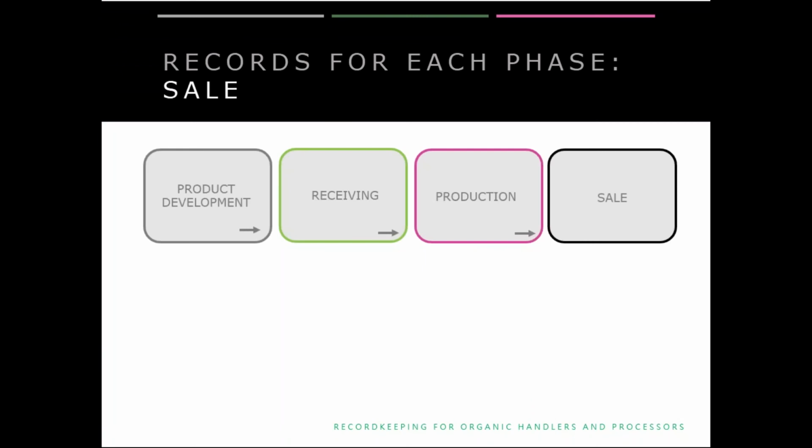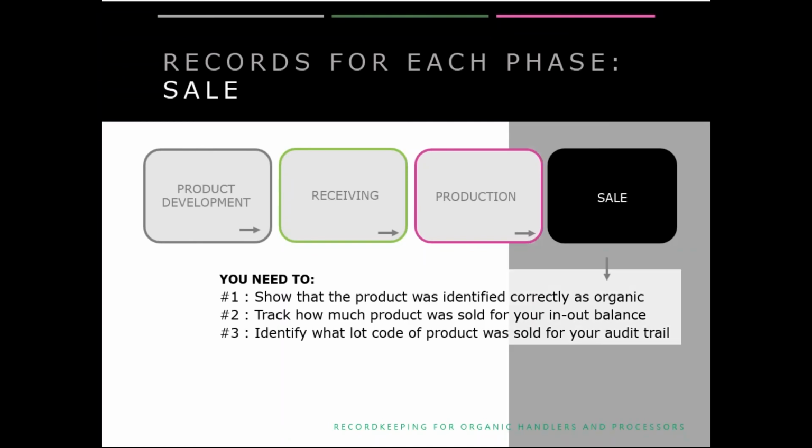So now we're through production, and we're on to the sale, our final phase. So what do we need here? On your receipt or invoice, you need to list the product as organic and identify your certifier. You need to track how much product was sold so that you can finish your in-out balance and what lot code of product was sold for your audit trail.